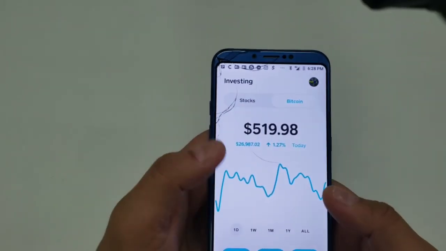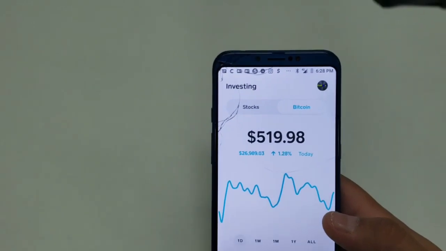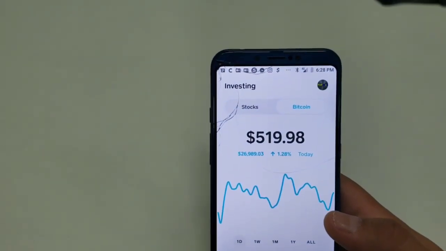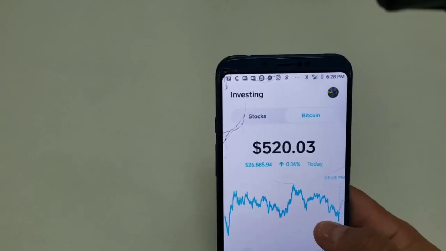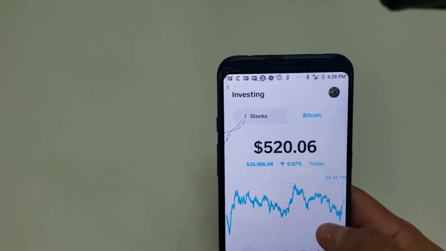Give it a second. Okay, so we're back. Sorry. So you see how it's dropped actually to 519.98. So it's just a matter of playing with this and looking for the trends to see when it goes up.